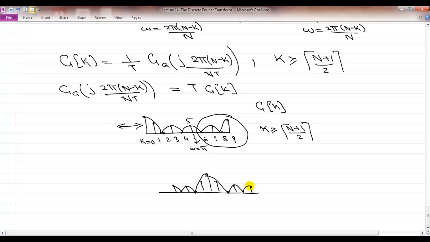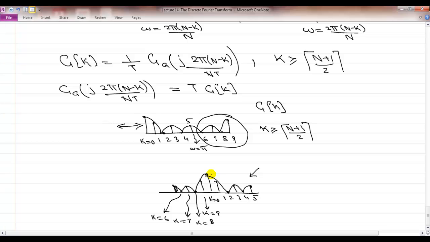So I get now this stem plot once I move things. So this is k equal to 0, 1, 2, 3, 4, 5. And this effectively was k equal to 9. Okay. And this is k equal to 8. This is k equal to 7. And this is k equal to 6. So I go up to this point.